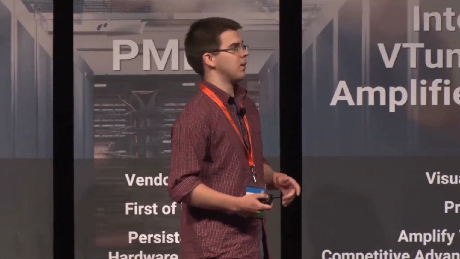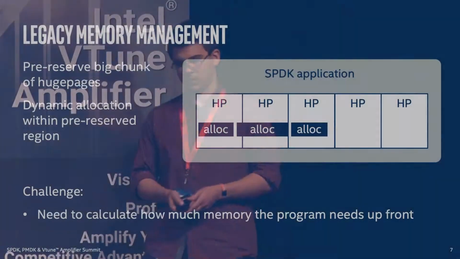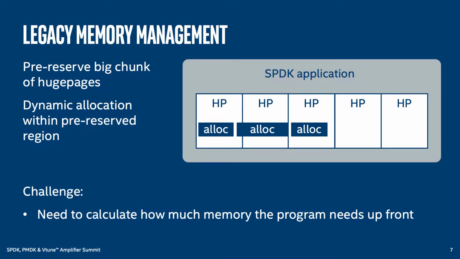And in order to allocate more memory, you will have to shut down your application, start it again with more memory pre-reserved, and then you have a possibility of using too much memory, wasting some of those huge pages, just like on the slides here. All those white huge pages are reserved on a system. They are not usable by any other application on your system, but inside your SPDK application, they are just unused. Yeah, so the challenge is we need to calculate how much memory the program needs upfront.